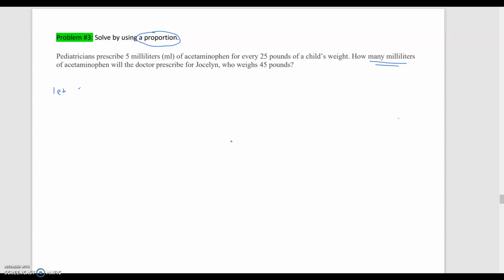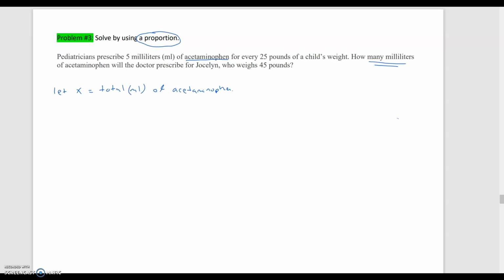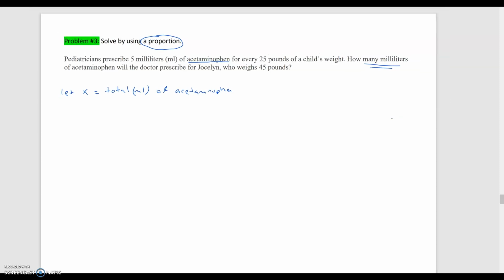So in this case, let x equal the total milliliters. I'll just write it as ml of this quantity. Okay, so our proportion is going to be as follows.